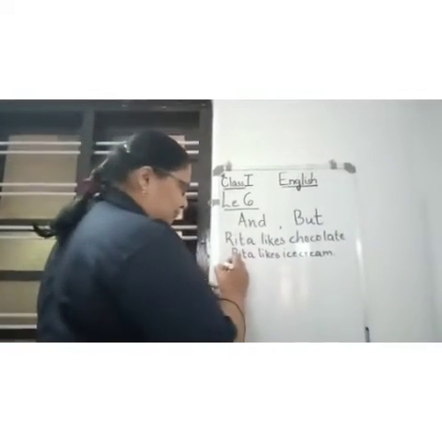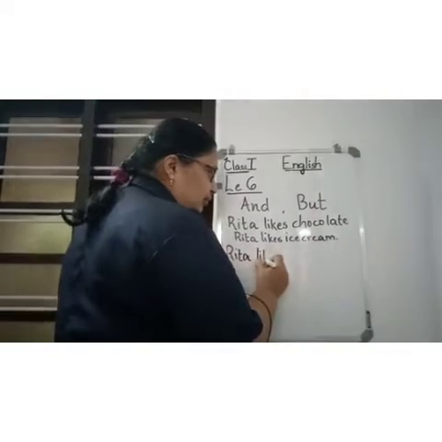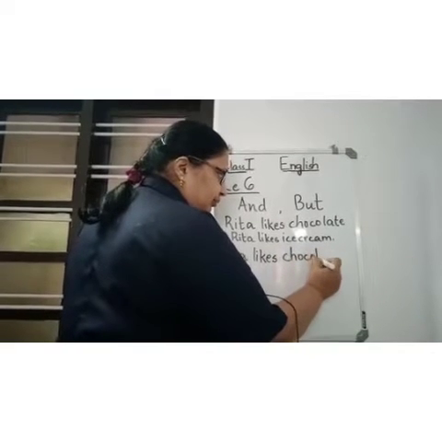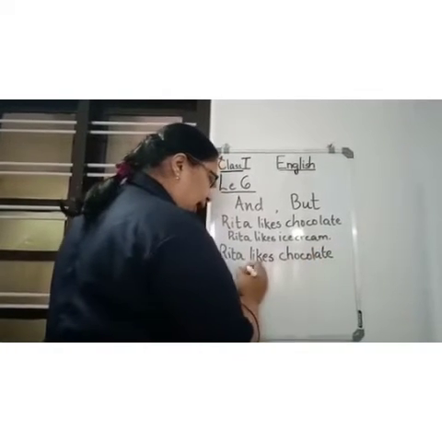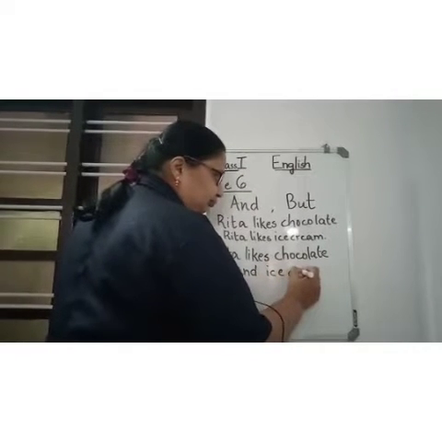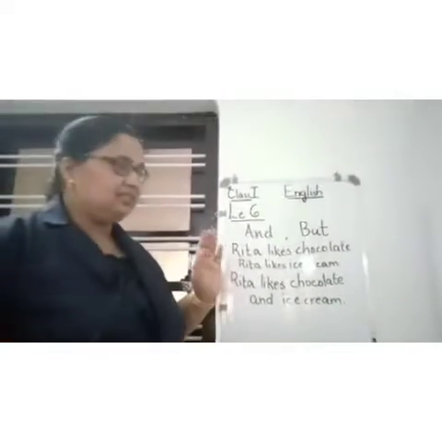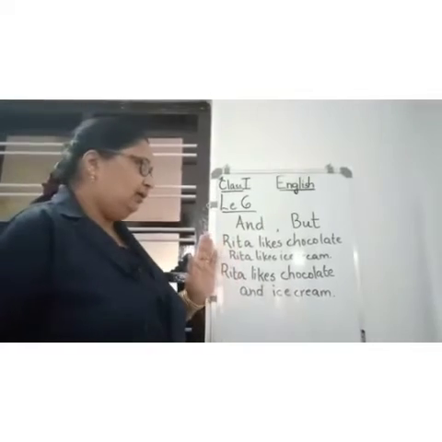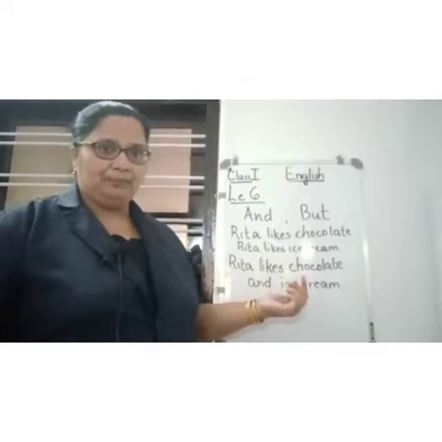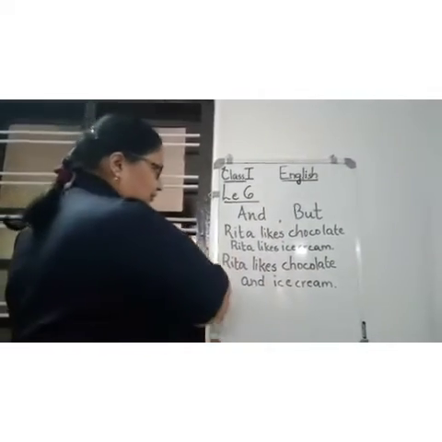How do you write it? Rita likes chocolate and ice cream. See, the meaning of the two sentences has not changed. Okay, Rita likes chocolate and ice cream. Okay. Now, I'll show you another one with the usage of but.